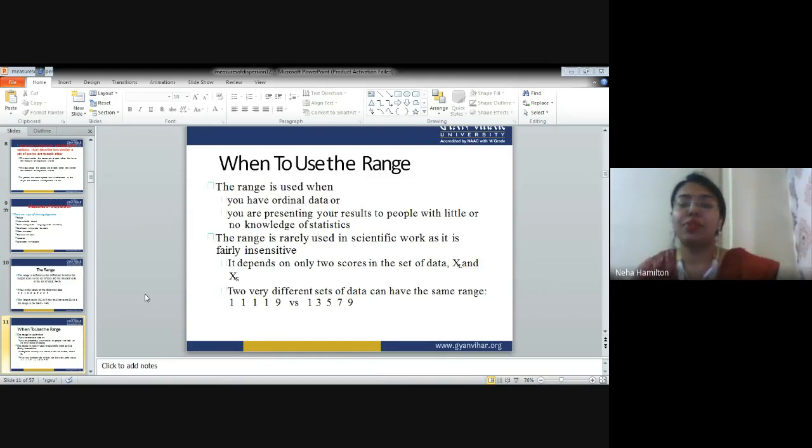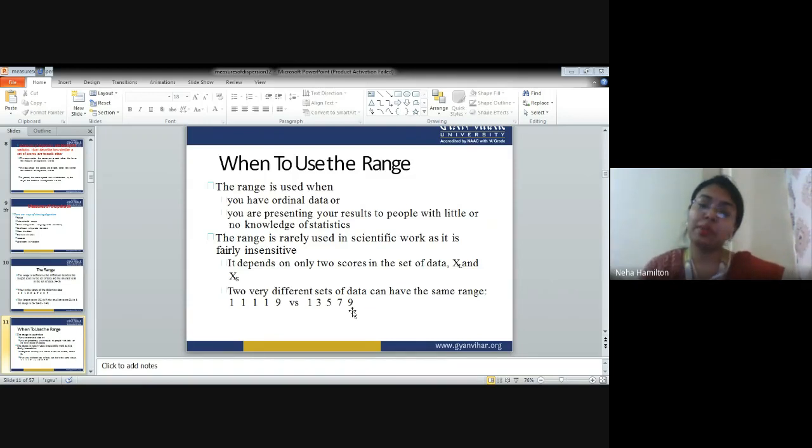Now let's move further. This is the example I have shown. If you look at the last example that I have shown, these are two examples of ranges, and if you see carefully, the two populations are completely different. If you see the numeric figures, it is 1, 1, 1, 1, 9 and 1, 3, 5, 7, 9, right? So there is a huge difference.